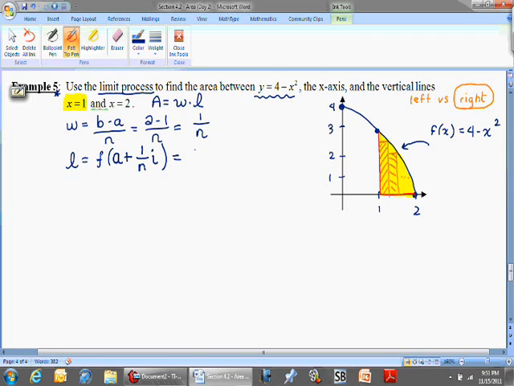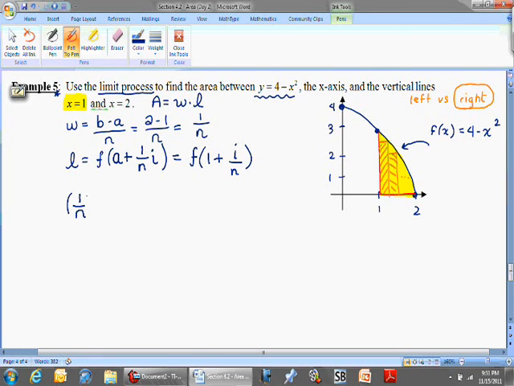Now in this particular case, we would see that our a is 1, and the 1 over n times I is just going to be I over n. So we have f of 1 plus I over n. So if we were to multiply these together, we basically have our area formula for our rectangles. Now, let's go ahead and do that.